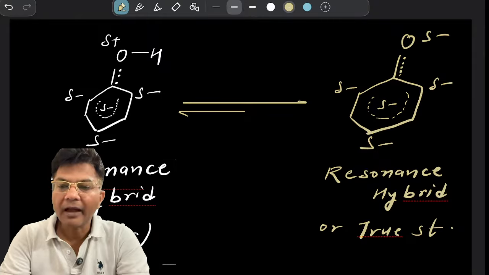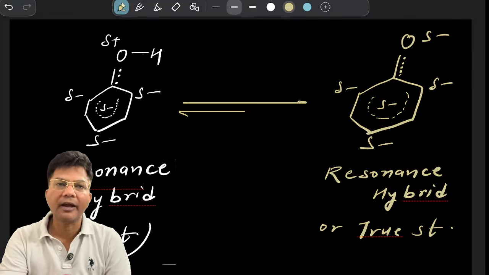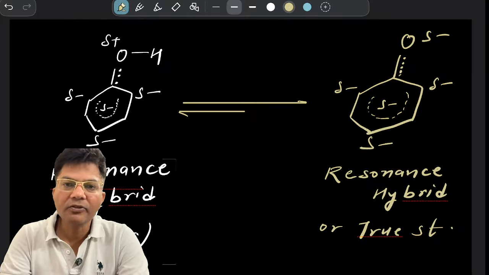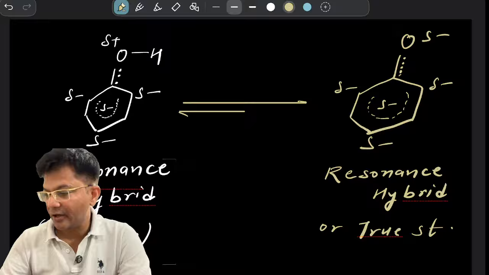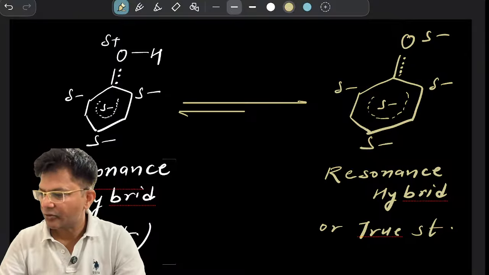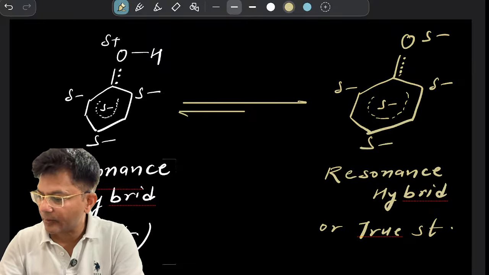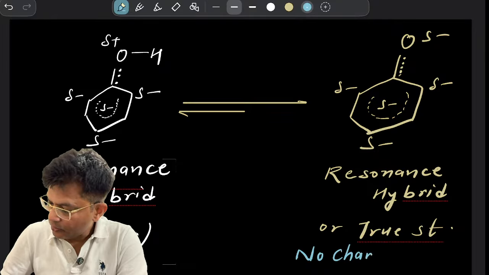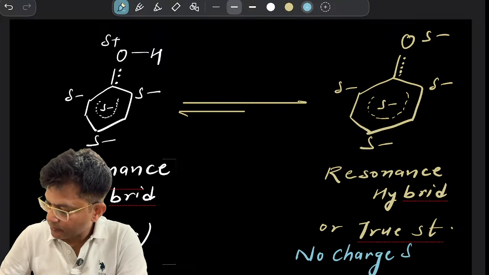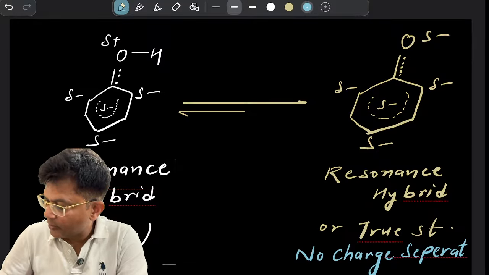The first word that NCERT has used is that in phenoxide, which is the right hand side, there is no charge separation. There is no charge separation, my dear students. Now, what is the meaning of this? No charge separation, kids. NCERT has used this word, that there is no charge separation.